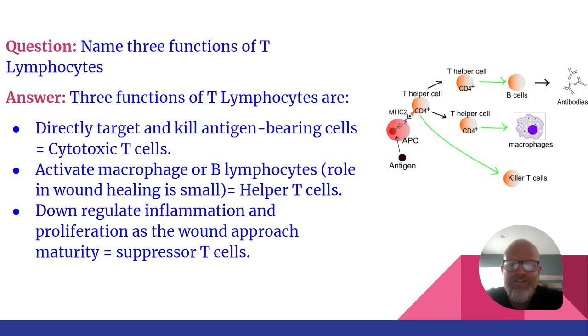Name three functions of T lymphocytes. So directly target and kill antigen-bearing cells. These are our cytotoxic T cells, the main group of T cells. They can also activate macrophage or B lymphocytes. These are called helper T cells, or they can downregulate inflammation and proliferation. And these are our suppressor T cells.